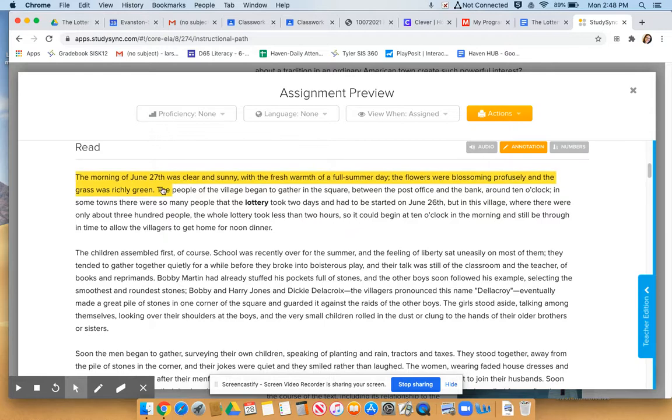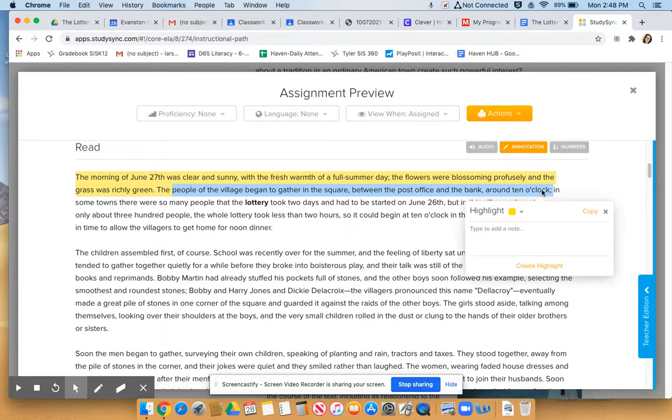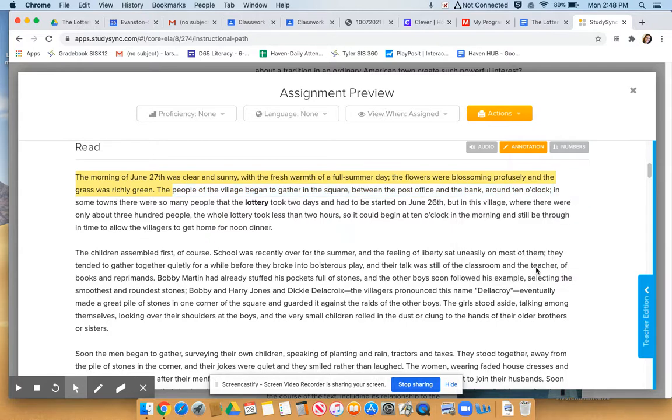So this is all important information about the setting, right? We have the people gathering. We have a location in the square between the post office and the bank, and we have a time. I'm going to purposely cut it off there because we're not caring so much about other people's lotteries and other people's towns. We're caring about our town. So I'm going to create this highlight and continue on.